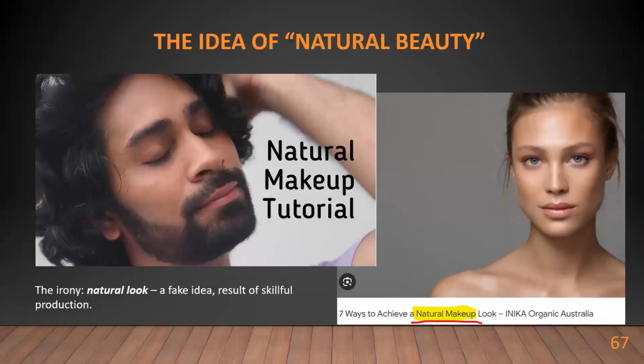To illustrate these ambiguous ideas, here you have the idea of natural beauty. And the irony of that is the natural makeup tutorial, this is for the men, by the way. The irony is that the natural look is a fake idea, a result of skillful production. Skillful application of makeup is the natural beauty. So think about the irony of that. And postmodernism plays around these ideas. That's how self-ironic, how self-contradictory are the things that we do.